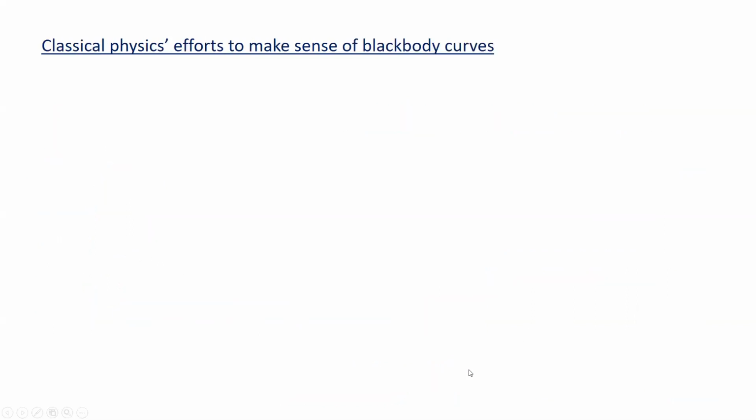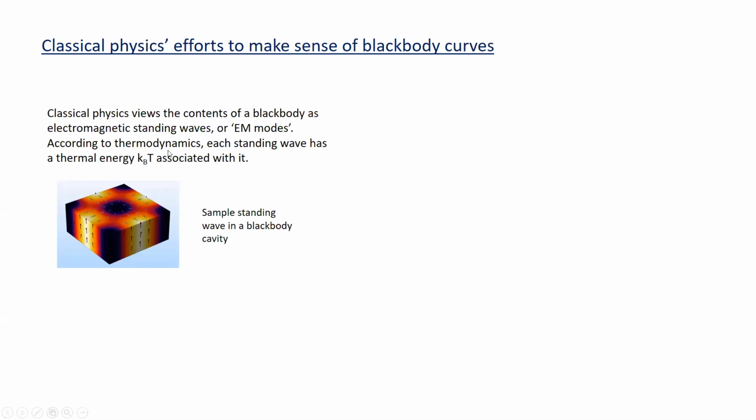Okay, so what about classical physics? How did it do on trying to make sense of these curves? So classical physics views the contents of a blackbody cavity as electromagnetic standing waves, also known as EM, or electromagnetic modes. And here's a picture of a blackbody cavity with a mode in it, where these are, I believe, the electric fields. So there's a certain pattern to it, kind of like a standing wave on a string, but in 3 dimensions.